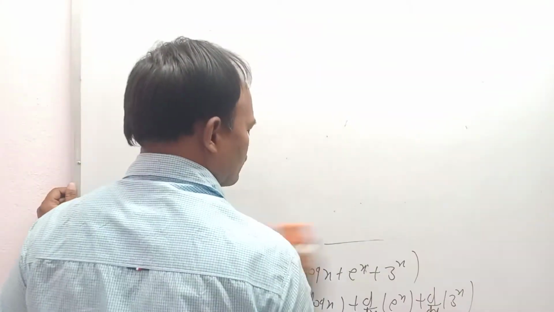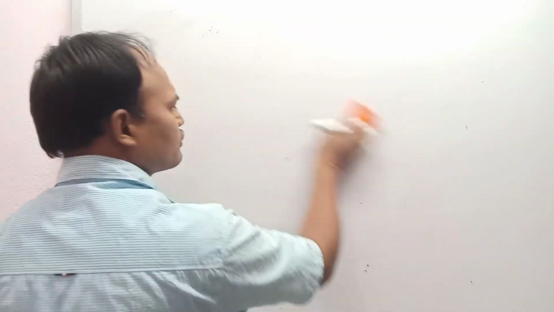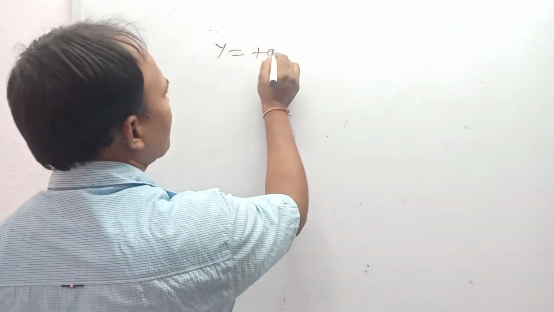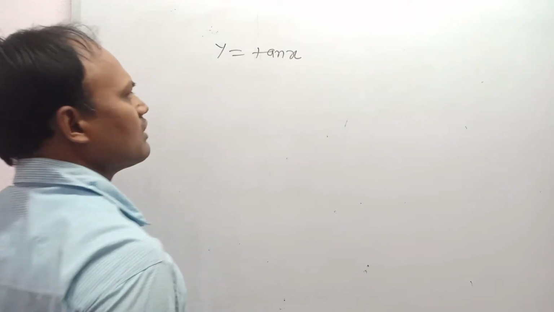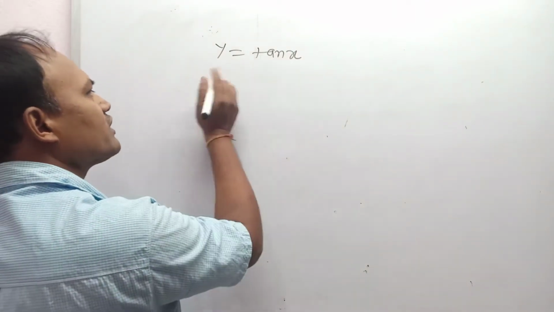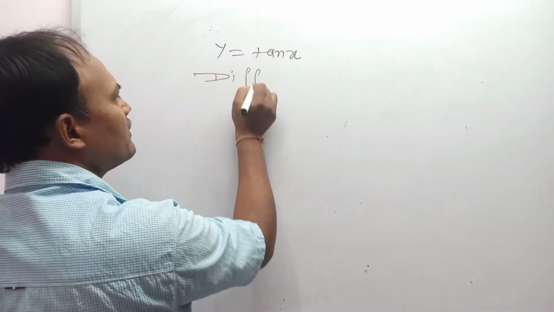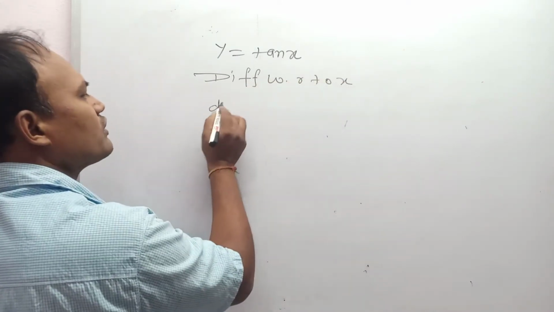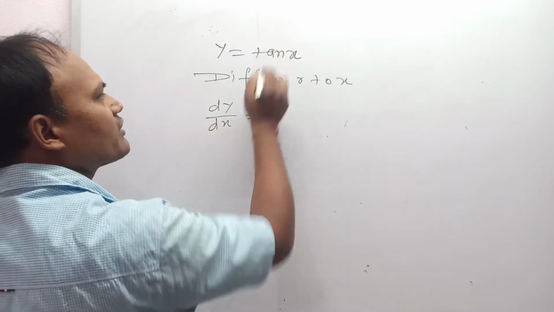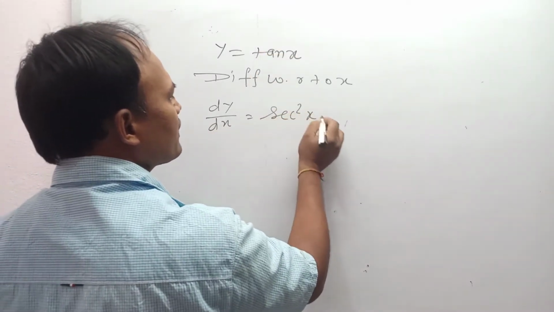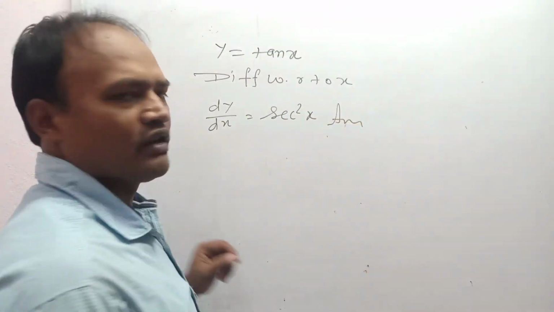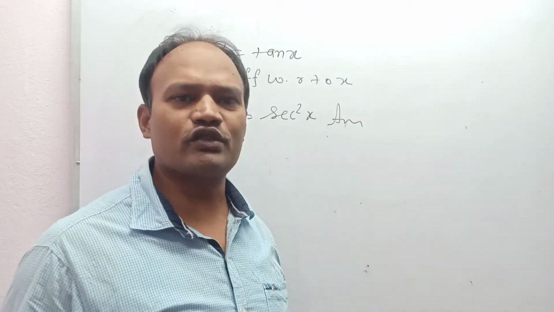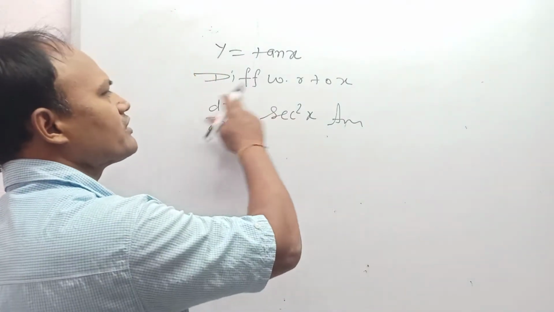Okay, so now we are going to solve a question. Suppose the question is y equals tan x. When we solve this question, we first have to write: differentiate with respect to x. So dy/dx equals d/dx of tan x, which is sec square x, and that is your answer. This is the proper way to solve questions: we have to write 'differentiate with respect to x' also.